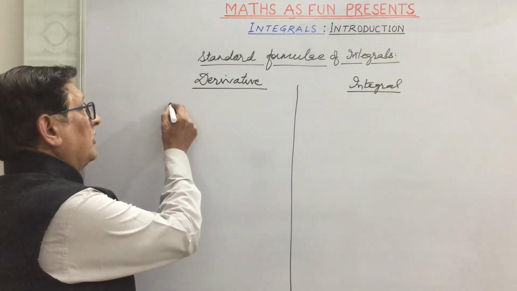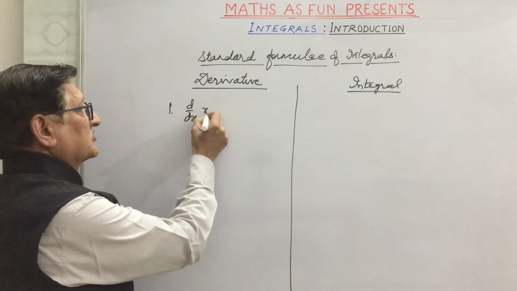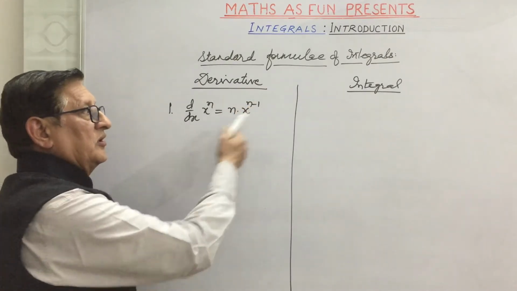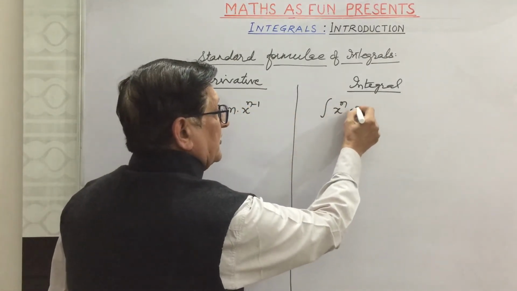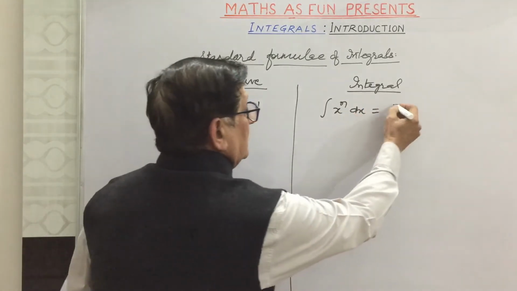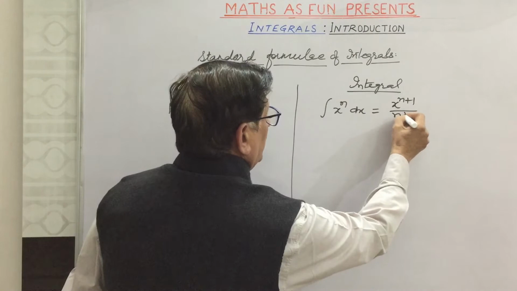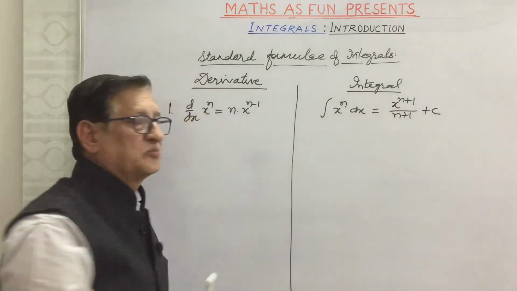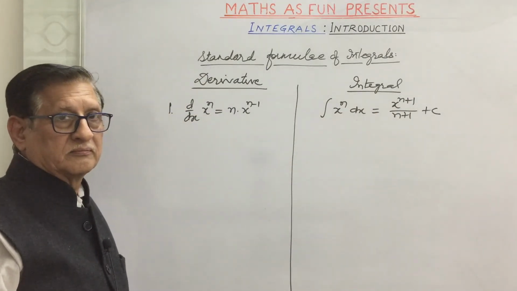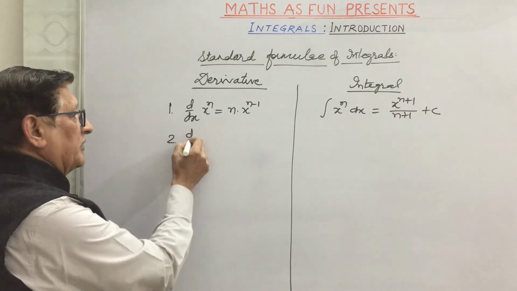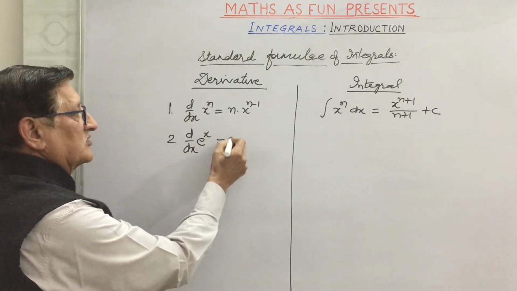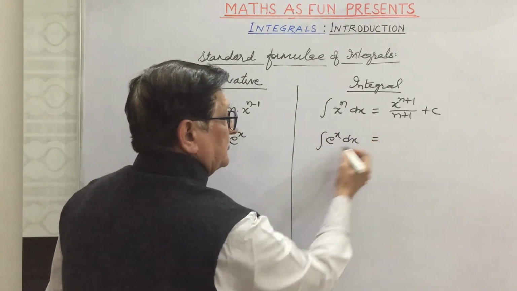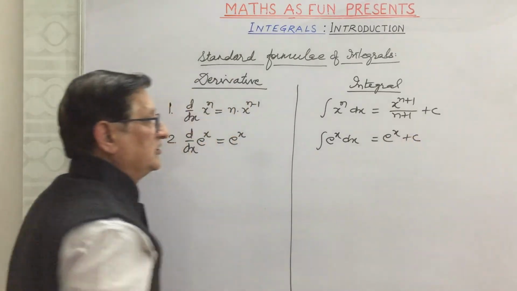The first formula for derivative, we have d by dx x power n is equal to n into x power n minus 1. In integration, we have integration of x power n dx is equal to x power n plus 1 upon n plus 1 plus c. Here the power is reduced, here the power of x is increased by 1. Second formula, we have d by dx of e power x is equal to e power x only, and hence we can have integration of e power x with respect to x is e power x plus c.